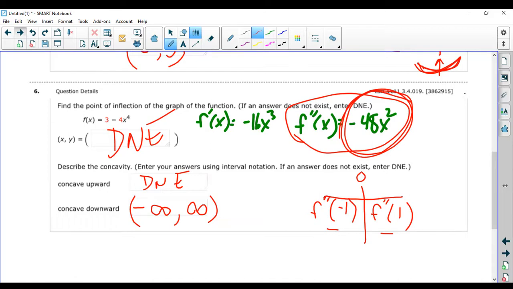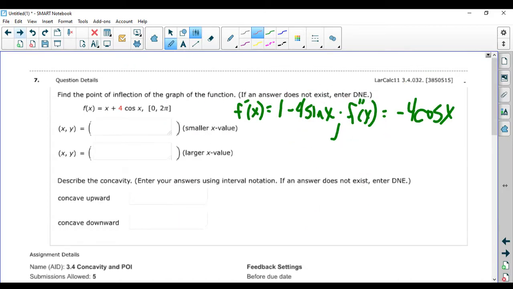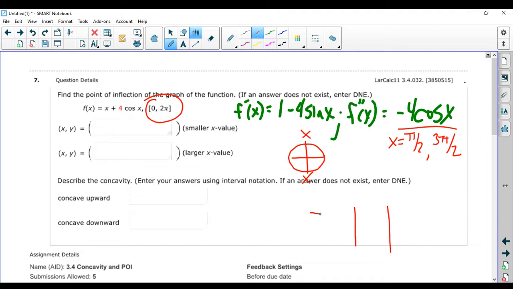Finally, the last question is a trig question. So they limit your domain from 0 to 2 pi. So we're going to stay on one rotation of the unit circle. The second derivative of this function is -4 cosine x. And on 0 to 2 pi, cosine of x is 0 where x equals pi over 2 and 3 pi over 2. So those are the two possible points of inflection.